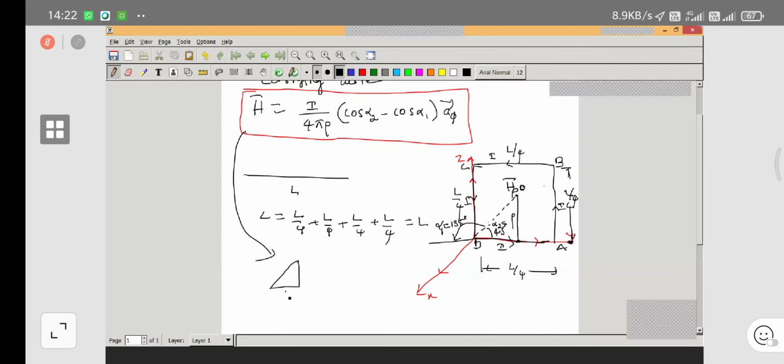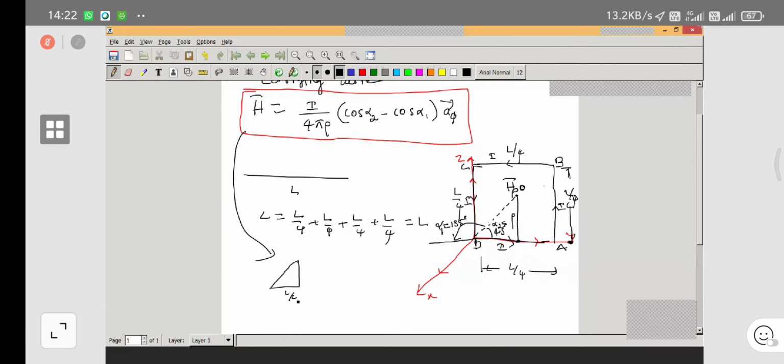This side is L by 4, the half of the term we are using. Tan 45 is equal to 1. Writing L by 4, this is L by 4. This angle is tan 45 equal to 1. Tan theta is equal to L by 4 divided by L by 4, which is equal to 1.